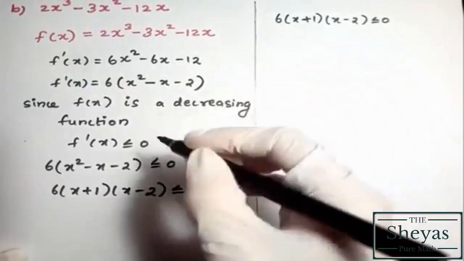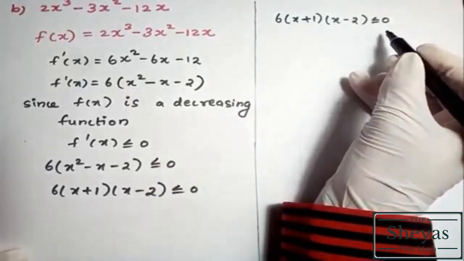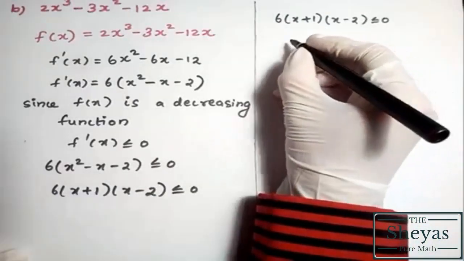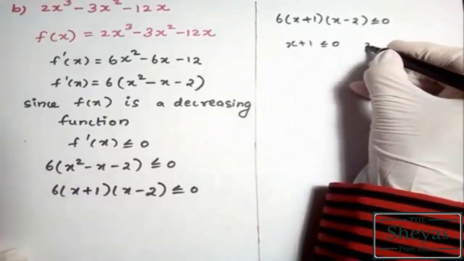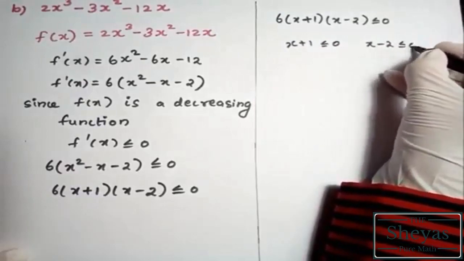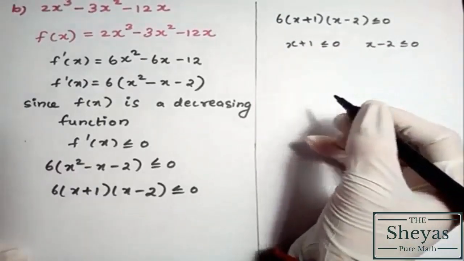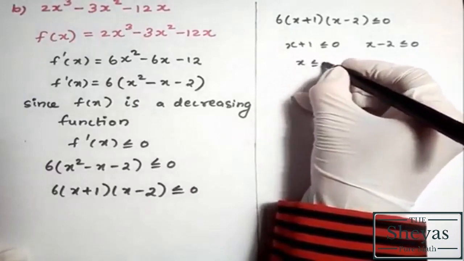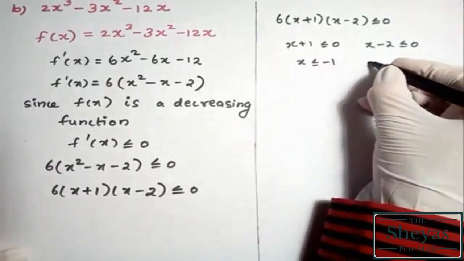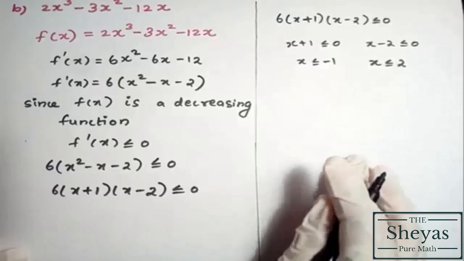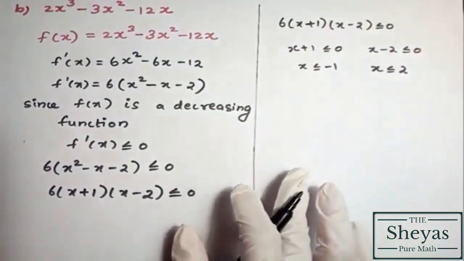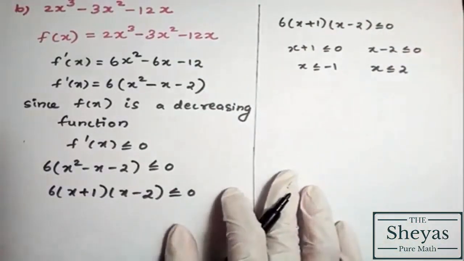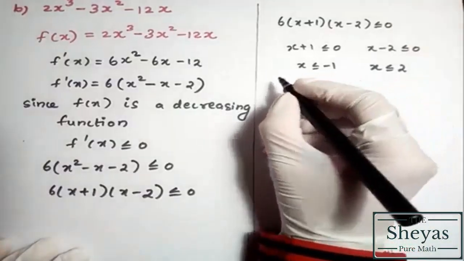So here 6 into (x plus 1)(x minus 2) less than or equal to 0. So you can find the values, that is x plus 1 less than or equal to 0, or x minus 2 less than or equal to 0. So these are the two possible regions. So x less than or equal to minus 1 and x less than or equal to 2. So you might have seen in my previous videos, if you get two values like this, then we have to consider three regions.